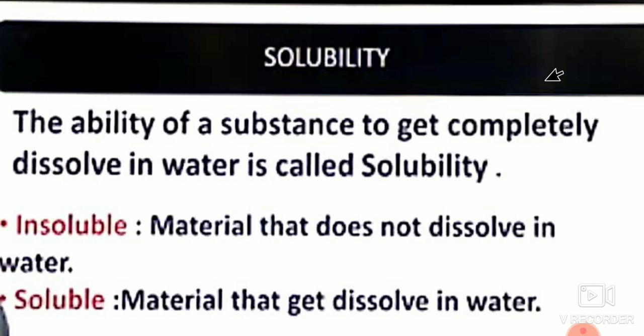Solubility is the ability of a substance to get completely dissolved in water. For example, salt and sugar. These are substances that get completely dissolved in water, so it is called solubility.